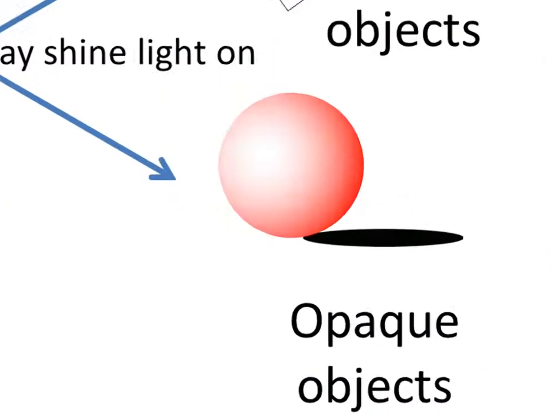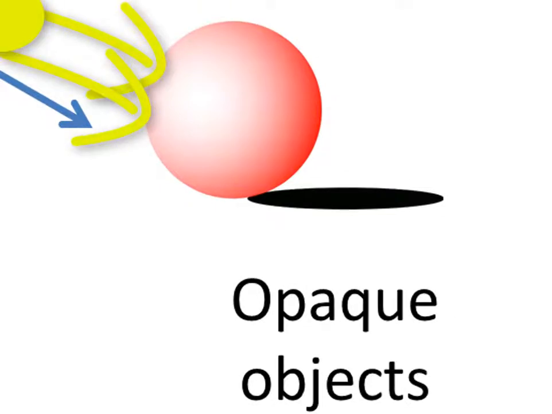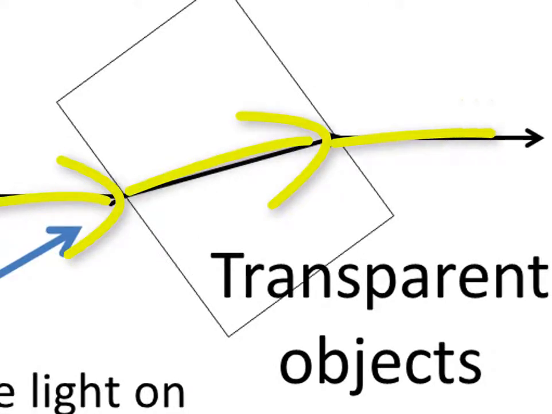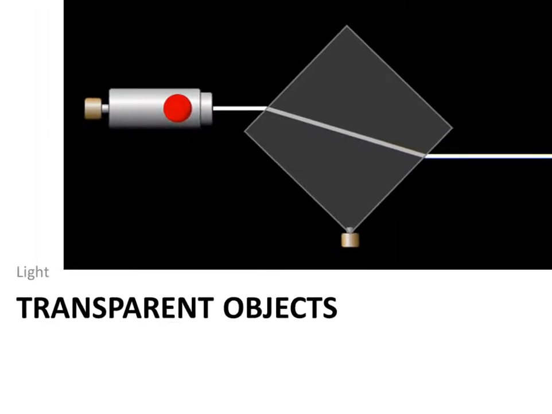What is the difference between a transparent object and an opaque object? An opaque object stops the light. It blocks the light. That's why it casts a shadow. Opaque objects do not let light pass through them, but transparent objects do let at least some of the light pass through them. And in this movie, we want to focus on transparent objects.